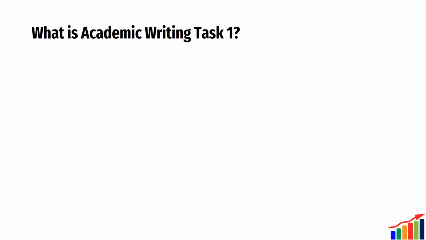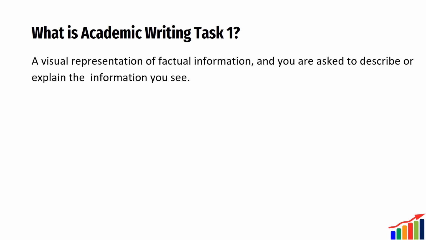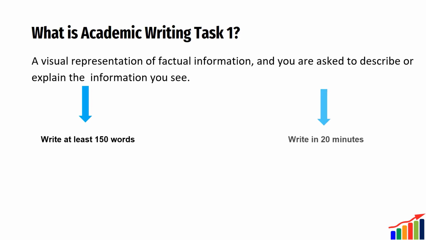What is Academic Writing Task 1? Task 1 is a visual representation of factual information, which means a picture with information given, and you're asked to describe or explain the information you see. You have to consider two things. The first is the number of words. You should write at least 150 words, which means that you should write more because 150 is the minimum number of words.